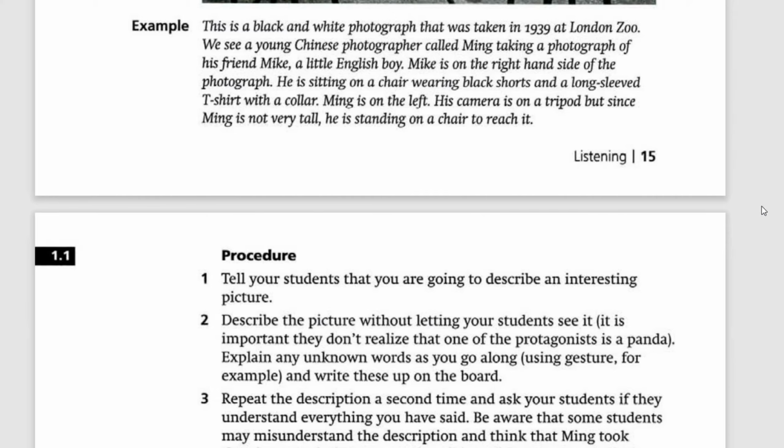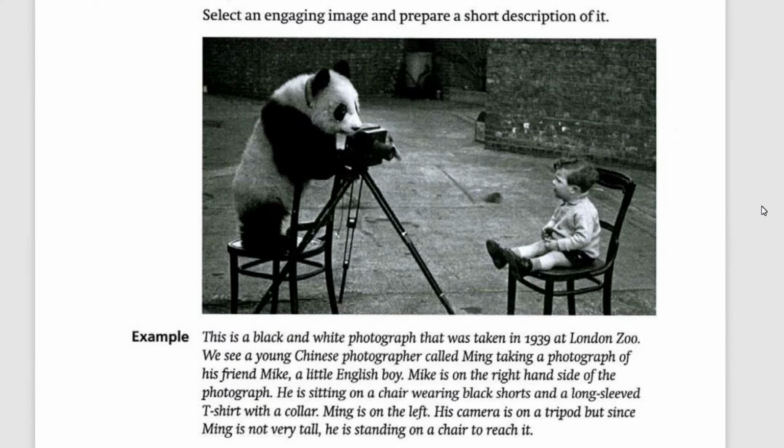He just tells them that he is going to describe an interesting picture, and then he will describe that picture without letting the students see it, which is important because he doesn't want them to see that panda. He gives you an example that you could use, or you could come up with your own, but I've just got to stress that you don't talk about the actual panda in the image, because it kind of ruins the point of the lesson.